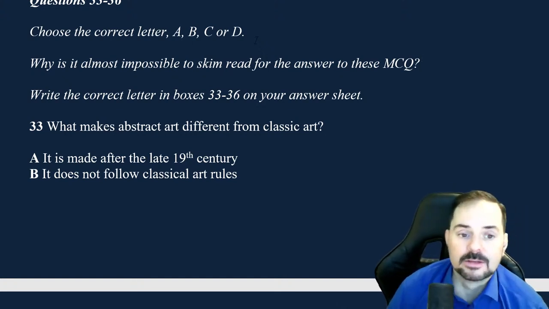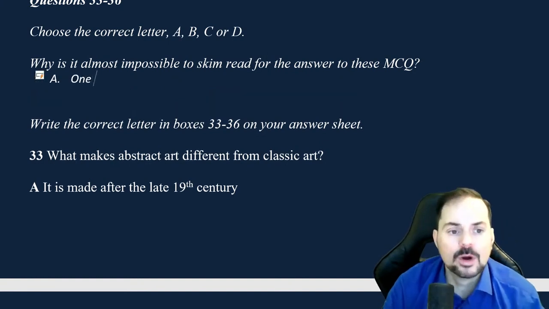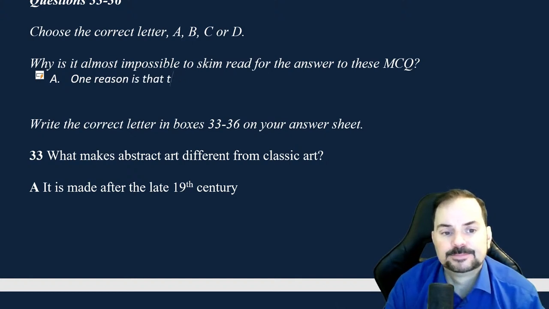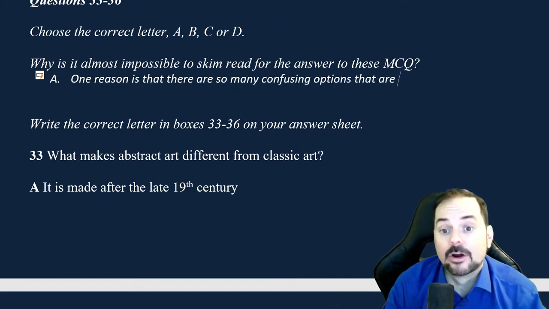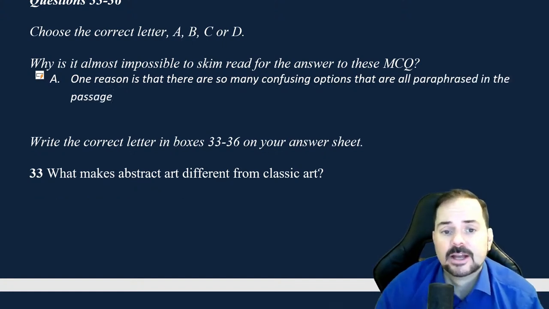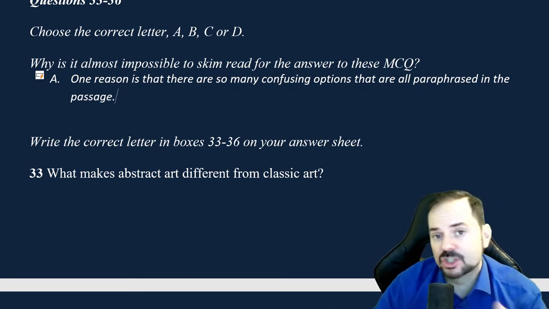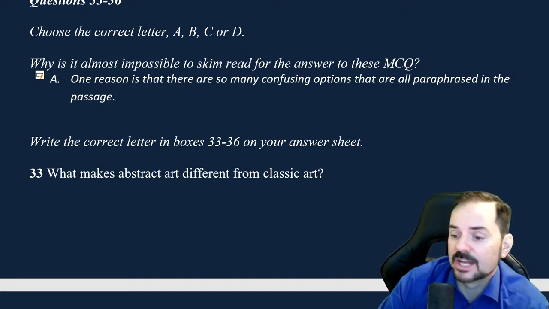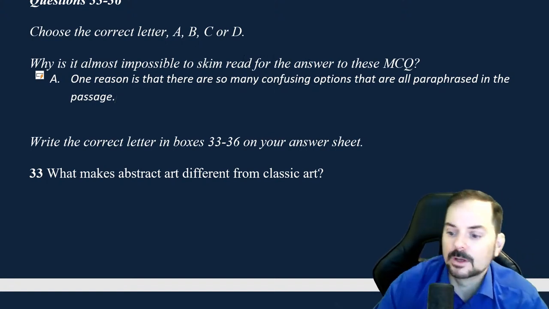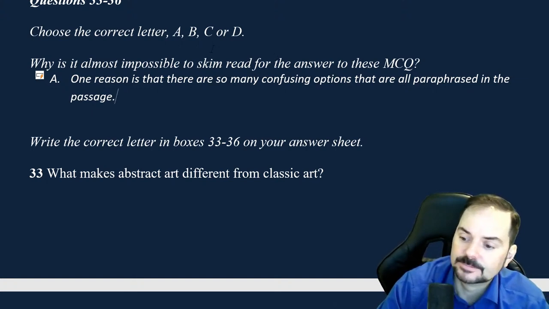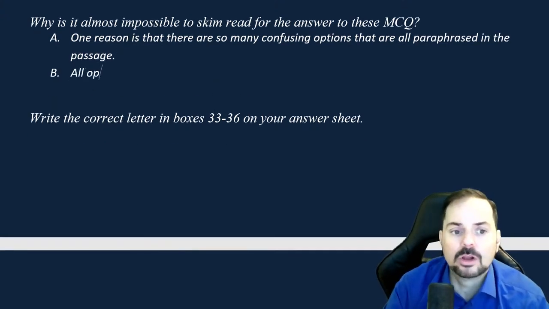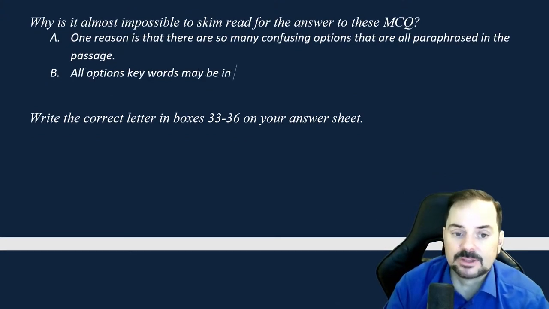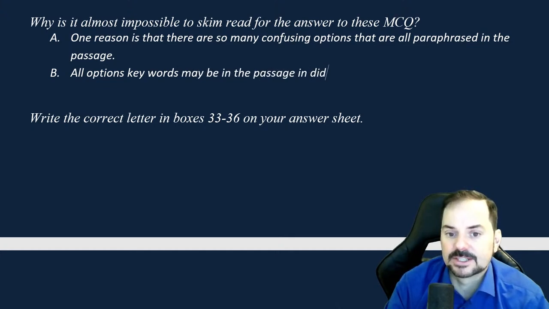Raquea says, because there are so many confusing options. Yeah, absolutely. One reason is that there are so many confusing options that are all paraphrased in the passage. Yeah, absolutely. So you're not sure if it's the question that's being paraphrased or the answer that's being paraphrased. Exactly, Chen. You don't know what is actually in the passage. Okay. Yeah. So Prima says all options, keywords, may be in the passage in different context.